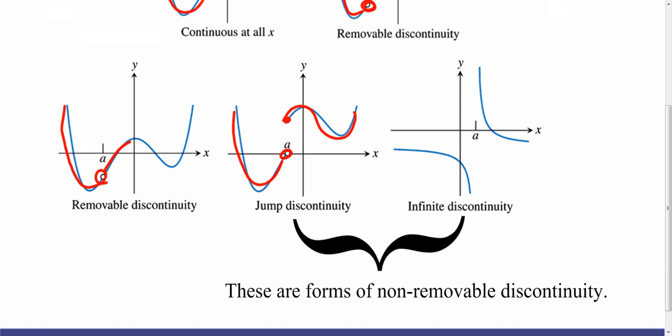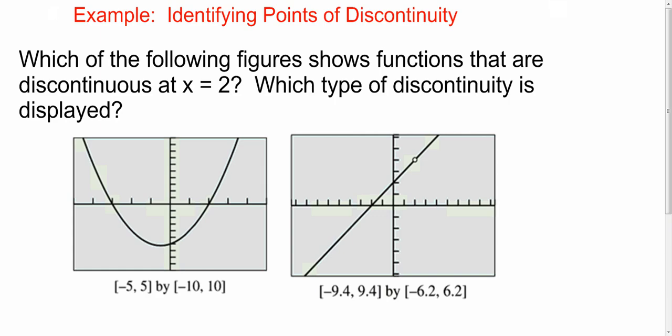This is jump, obviously, and then this is infinite discontinuity. That's when you have asymptotes in there. Okay, so those are non-removable. So really quick, this is asking me which of the following figures shows functions that are discontinuous at x equals 2. That means you need to lift up your pencil at x equals 2. Well, this one right here, if I go up and hit the graph, clearly you have a hole right there at x equals 2. And so when you have a hole there, then you have discontinuity that you're going to be looking at. And this one has removable discontinuity because it has a hole.